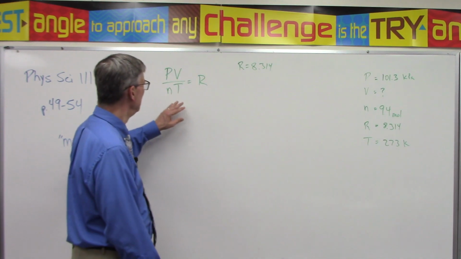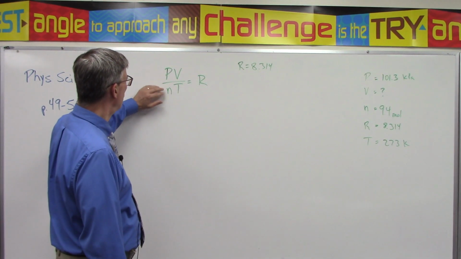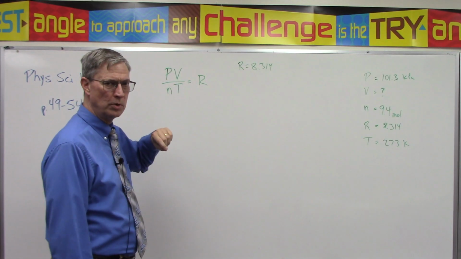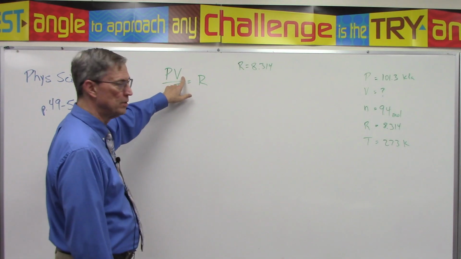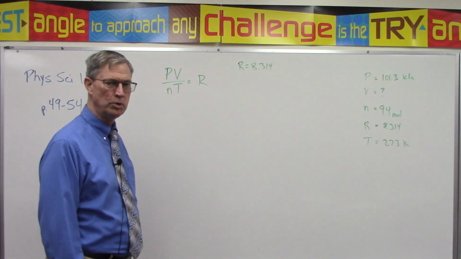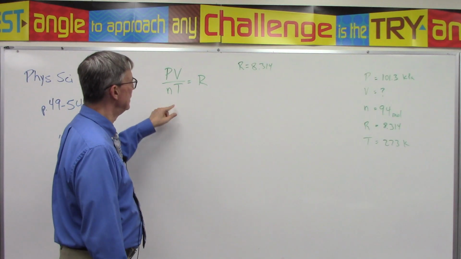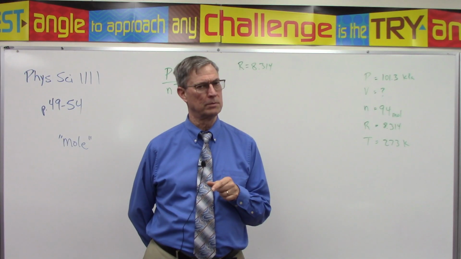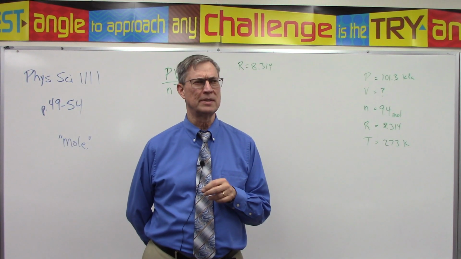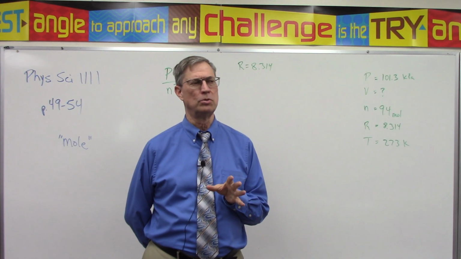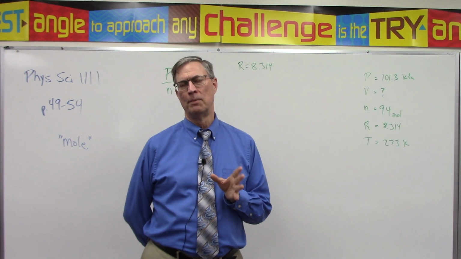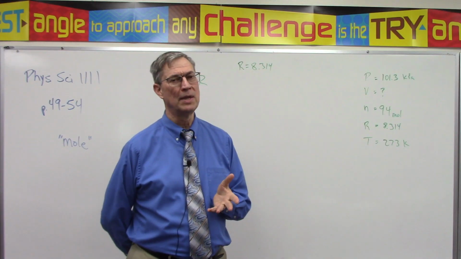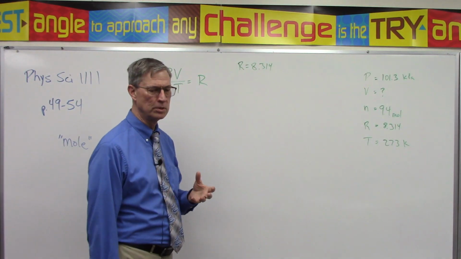Now, let's take this formula. PV over NT equals R. P, by now you know, is pressure. V is volume. T is temperature. You know that. N is the number of moles of that gas. Okay, number of moles. So like I said, it's just a way that we measure things. It's usually a number with a decimal, or sometimes it's just a decimal number. Okay, but that tells us how much substance we have.